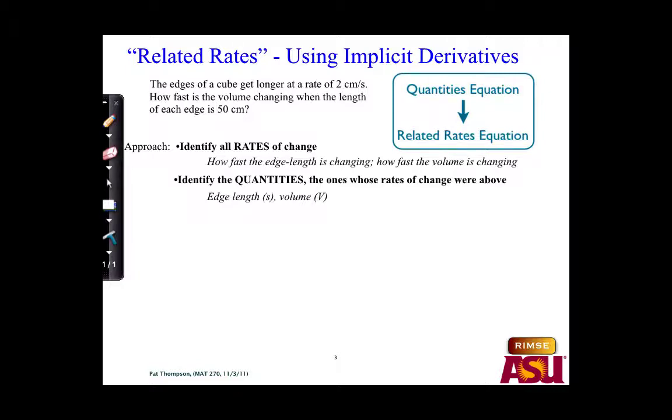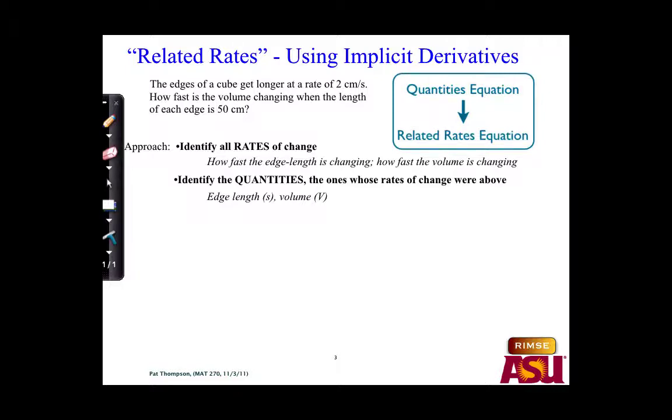But I want to know how fast the edge length is changing over time. I want to know how fast the volume is changing over time and be able to answer questions about those things. Because thinking about just volume equals S to the third power, well, that tells me how volume and side length are related, but I want to know this 2 centimeters per second. That's how fast S is changing over time.